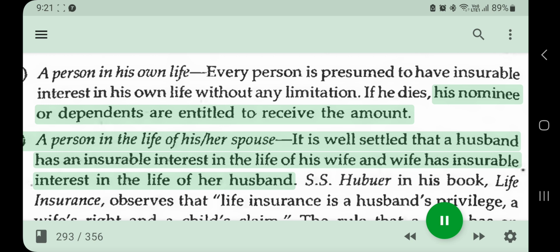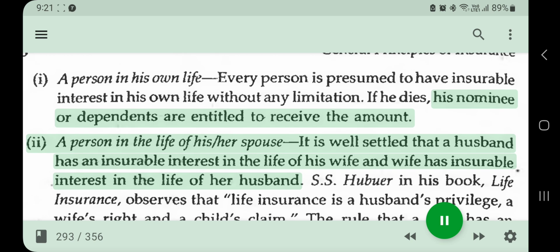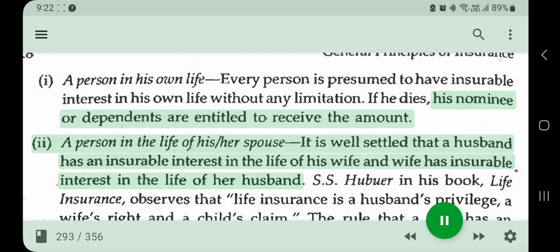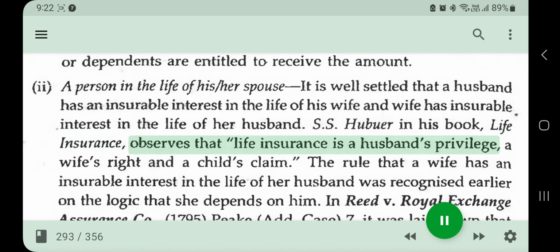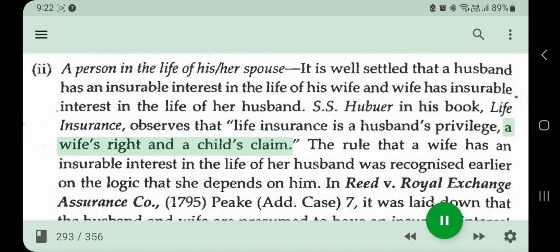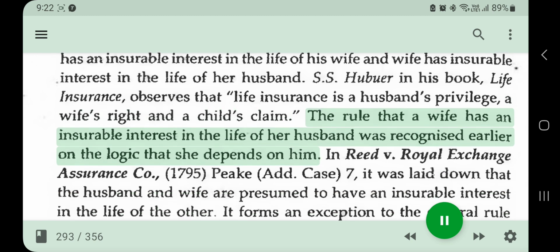2. A person in the life of his or her spouse. It is well settled that a husband has an insurable interest in the life of his wife and a wife has insurable interest in the life of her husband. S. Habua in his book, Life Insurance, observes that life insurance is a husband's privilege, a wife's right and a child's claim. The rule that a wife has an insurable interest in the life of her husband was recognized earlier on the logic that she depends on him.